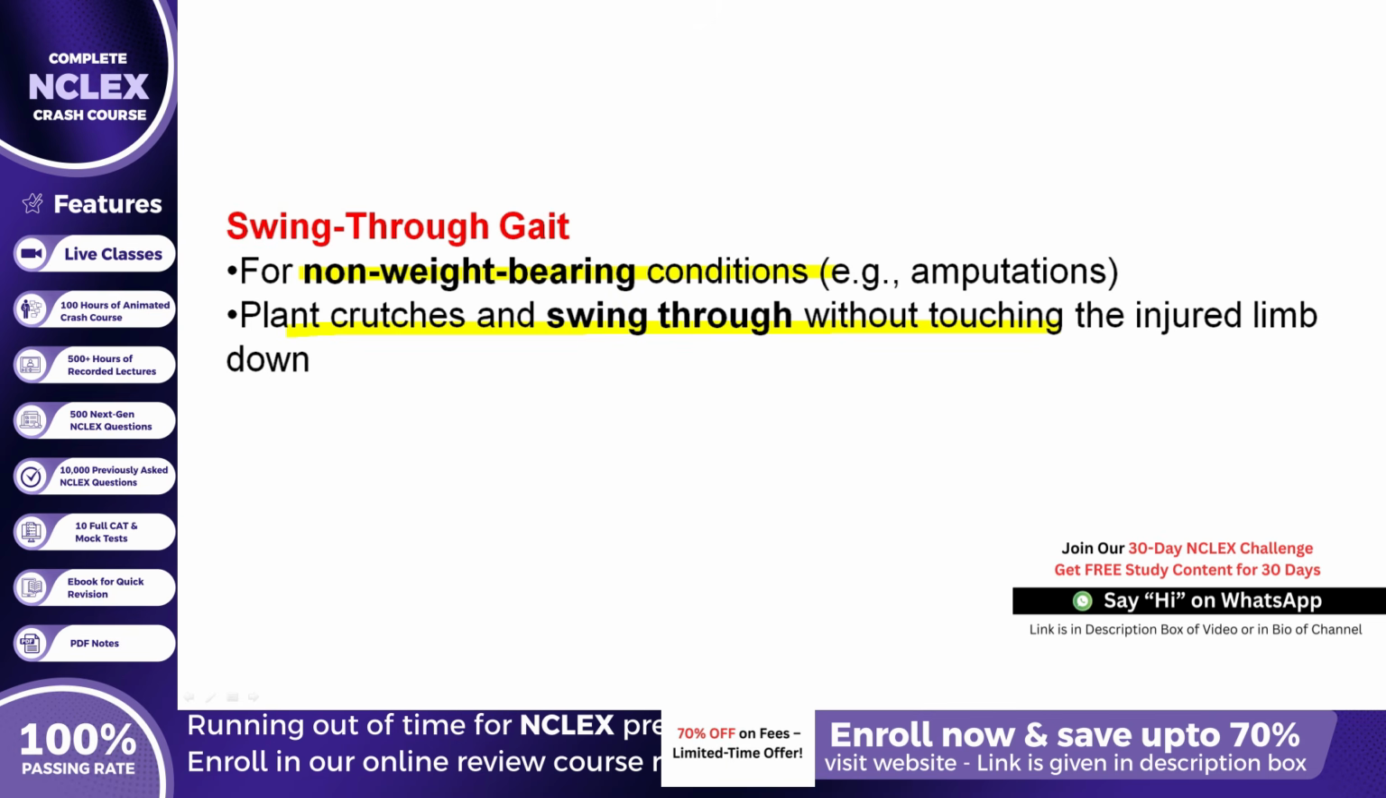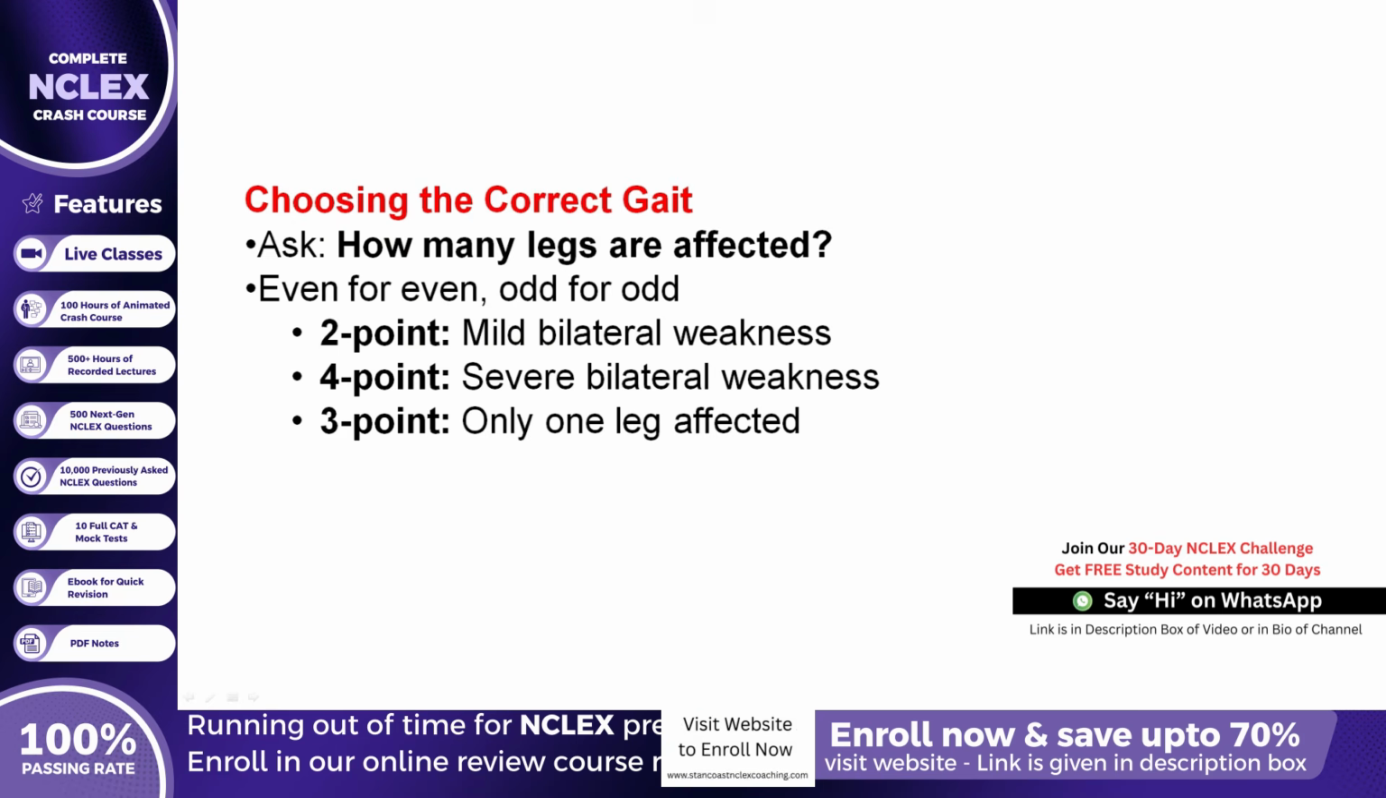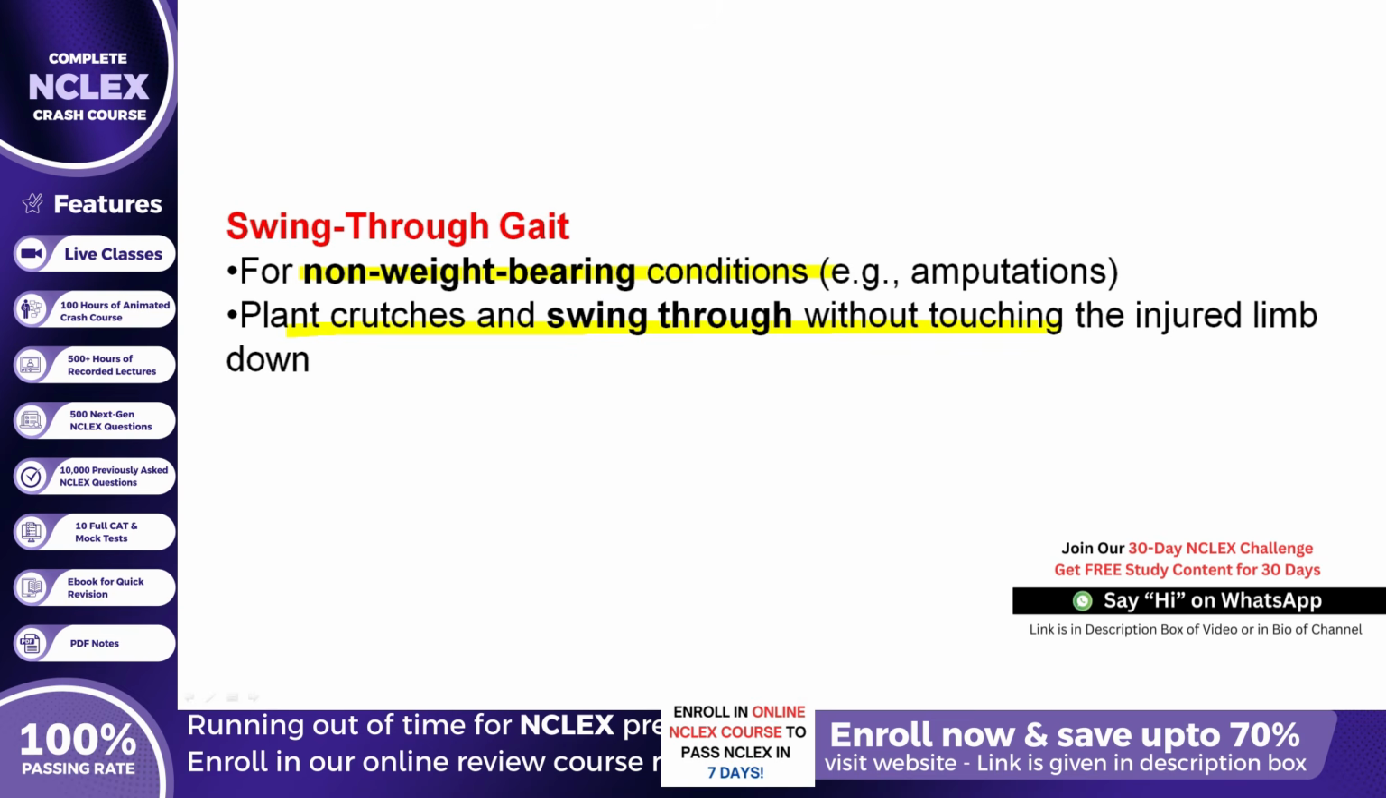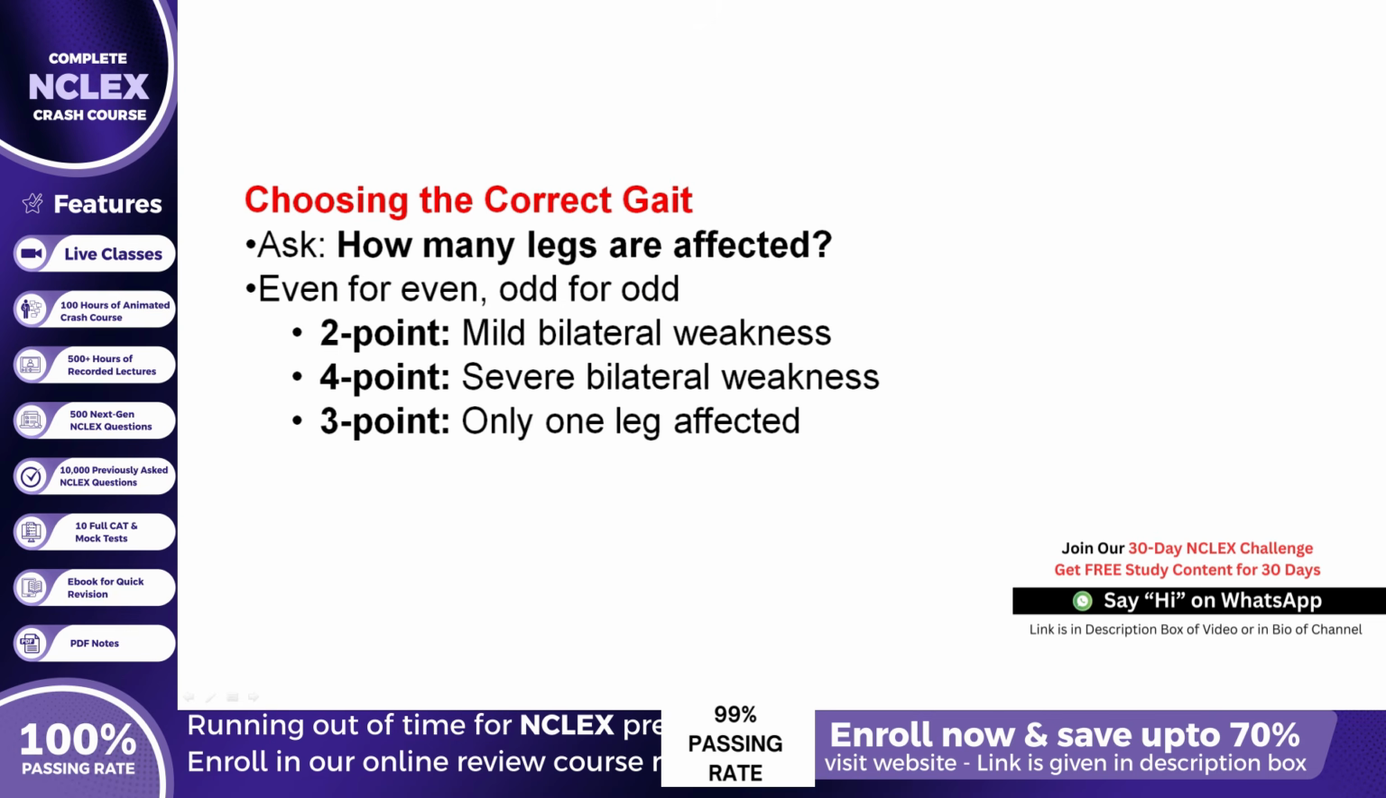As we continue, choosing the correct gait becomes easier when you first ask how many legs are affected. A simple rule to remember is even for even and odd for odd, which helps match the gait pattern to the client's condition. A 2-point gait is used for mild bilateral weakness, while a 4-point gait is used for severe bilateral weakness. A 3-point gait is appropriate when only one leg is affected.